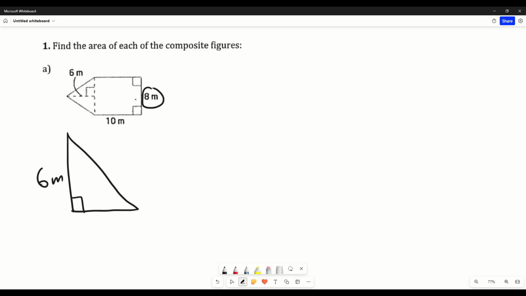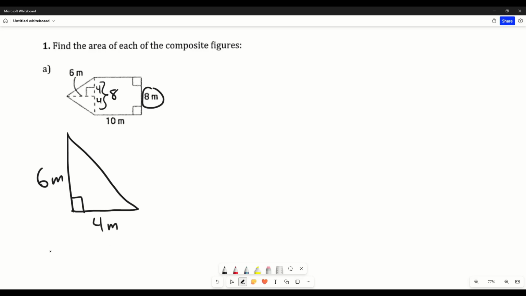Well, if this is 8 meters, this right here has to be 8 meters too. But since this is a triangle and I took this part out, this is going to be divided by 2. So these have to be 4 each. So our base of the triangle is going to be 4 meters right here.